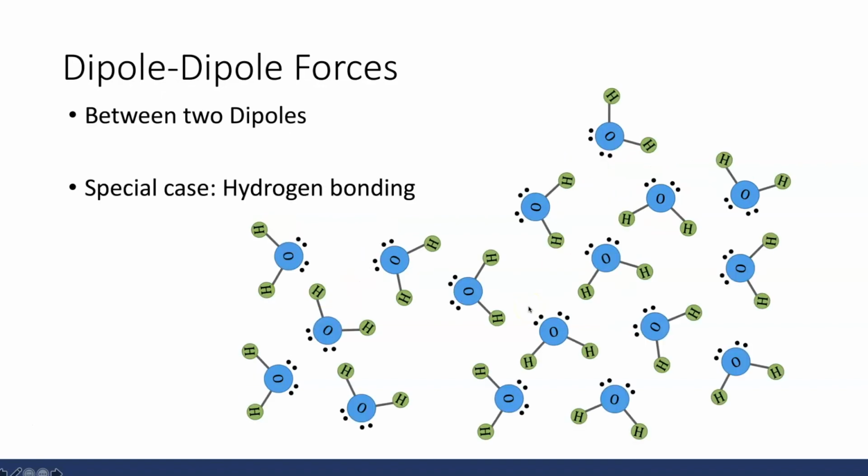All right, we can also have dipole-dipole forces, which is just between two dipoles. So special case that we talk about a lot is hydrogen bonding. So notice there's a lot of dipole-dipole forces happening between all of these H2O molecules, and they're all oriented so that their partial positive ends bump up against the partial negative ends of another molecule.